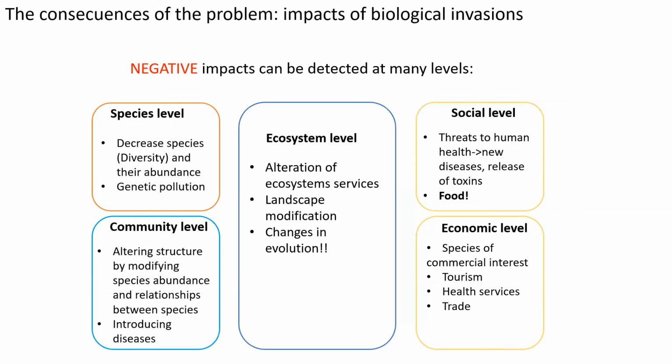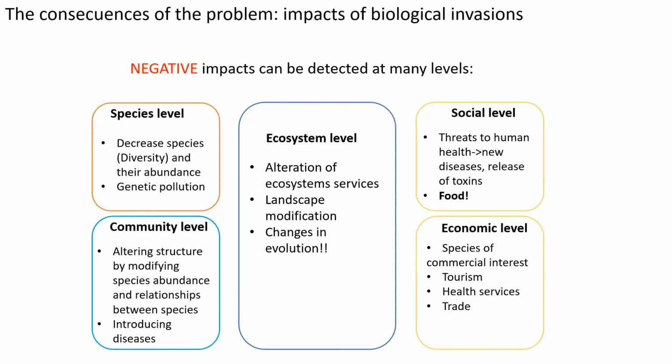So what is the consequence of this problem? Well, we can detect negative impacts at many levels. At the species level, biological invasions, and specifically those by seaweed, decrease the number of species and their abundance. They can also cause genetic pollution by interbreeding with native communities. At community level, they alter the structure by modifying the number of species and abundance. Now, bear in mind that seaweeds are ecosystem engineers and are the first link of the trophic nets. So if we change the base, the impacts can be seen at different levels.